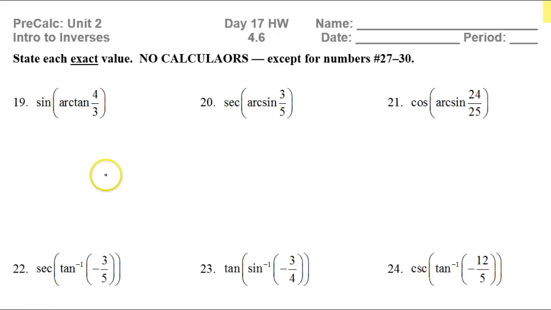In this video, I'm going to show you how to evaluate expressions like these involving inverse trig functions inside of other trig functions when we don't have special angles. We don't have pi over 6 or pi over 4 or pi over 3. So these are not special angles, so what do we do?